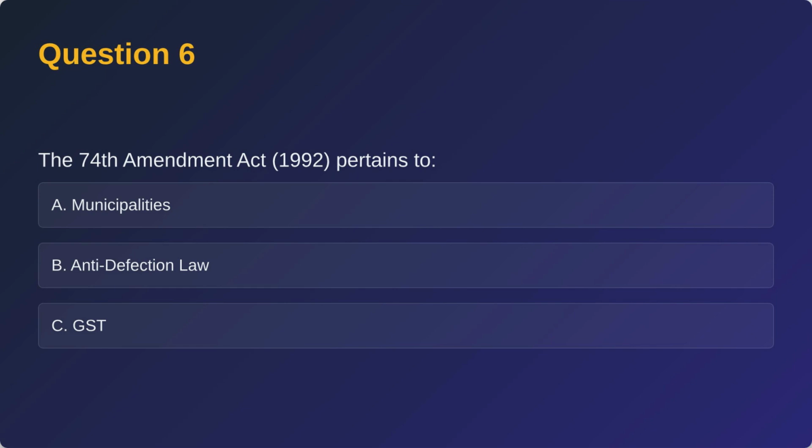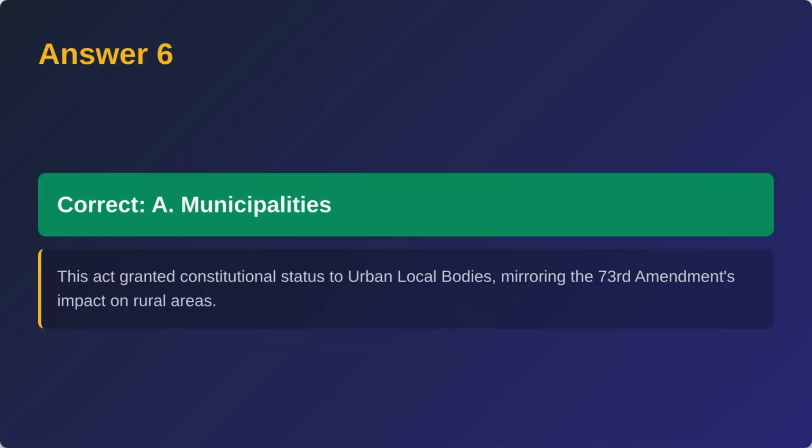Question 6. The 74th Amendment Act, 1992, pertains to what? Answer 6. Municipalities. This act granted constitutional status to urban local bodies, mirroring the 73rd Amendment's impact on rural areas.